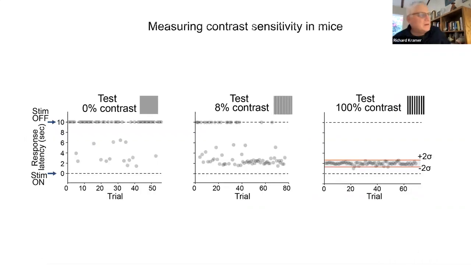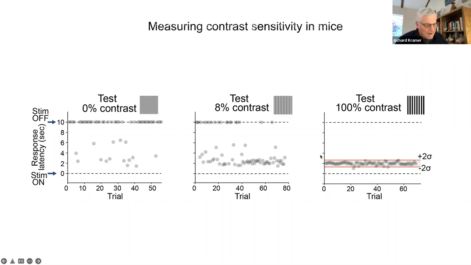So here's an example. Here is the behavior of a single mouse over the course of one testing session. Let's start over here where the stimulus is a full 100% contrast grating, and you can see the mice very reliably jump off that wheel and go and poke their nose. Within about 2 seconds, there's very little variability in the latency of that response. They get it right just about 100% of the time. And as we lower the contrast, you can see that they get worse and worse at getting this correct, and more variable. And so this is sort of how we determine contrast sensitivity.